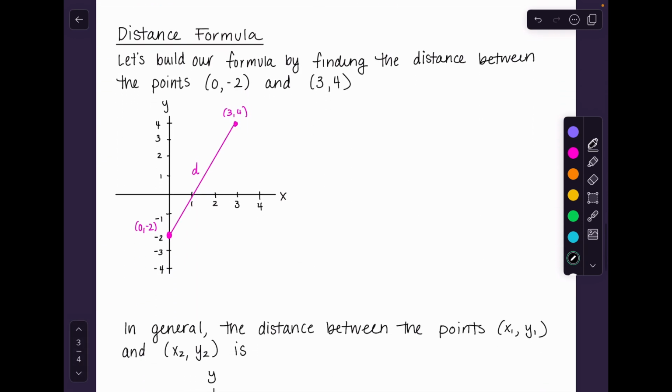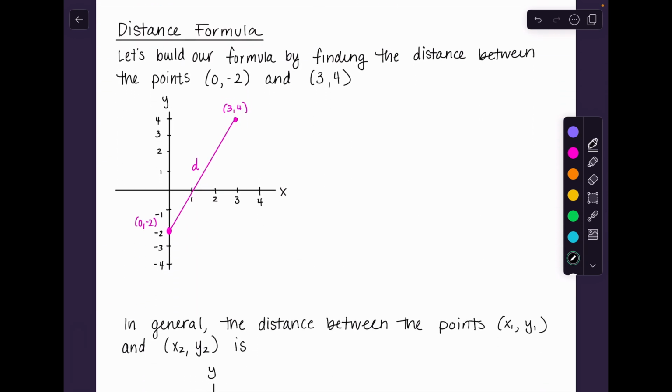Now, it might seem a little bit strange that we're bringing back triangles, but we're actually going to need this to find our distance formula. So what I'm going to do is try to find the distance between these 2 points, and I'm going to utilize the Pythagorean theorem. So I've gone ahead and plotted them. I want to find the distance between (0, -2) and (3, 4). So we've got them 2 plotted. I'm basically looking for what is this length connecting the 2.